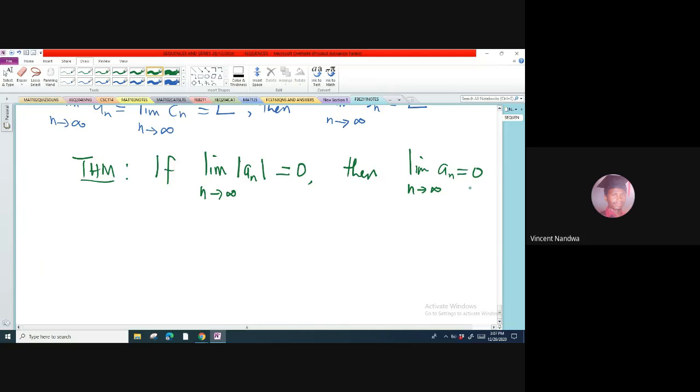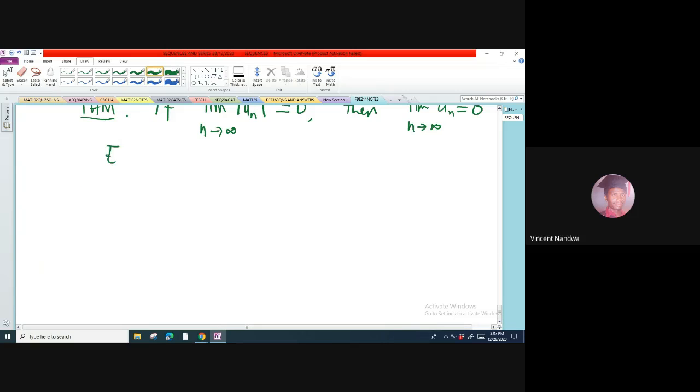So let's do some examples. If you remember how to work out limits of elementary functions, as we saw in calculus, then you'll be able to survive here also. So find the limit as n approaches infinity of n over n plus 1.